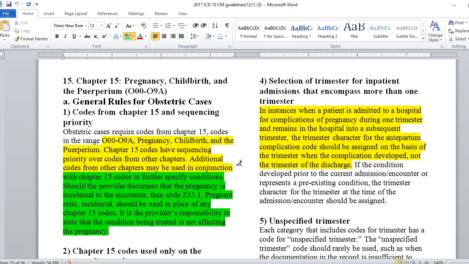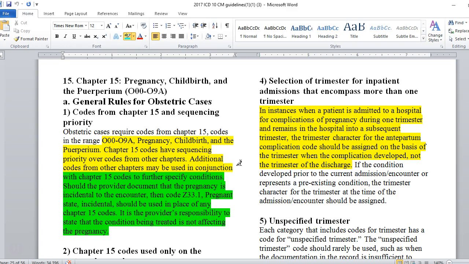I always remember this, ante, A-N-T-E. If you play cards, especially if you play poker, blackjack, things like that, you put your ante down first before you put your cards down. The ante goes first, so ante is before, antepartum before birth. So if a woman, let's say, gets admitted on the last day of her first trimester and stays for a week going into the first week of her second trimester, what they're telling us is that we're going to code based on when she developed it versus when she was discharged. So again, we want to be careful.